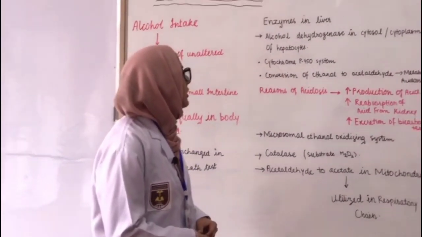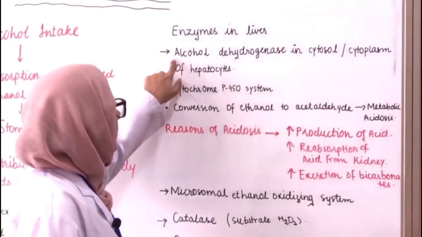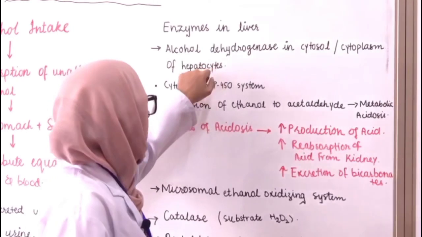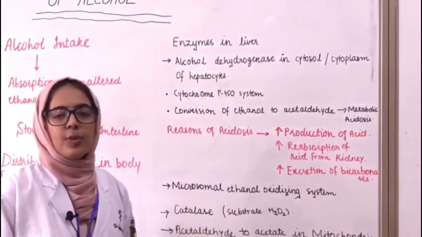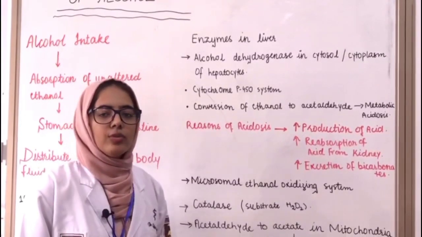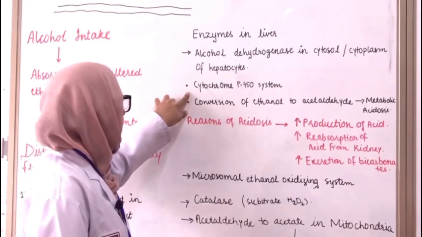Next, there are enzymes in the liver that will convert ethanol to acetaldehyde. First is alcohol dehydrogenase, which is present in the cytosol of the hepatocytes. Then the cytochrome P450 system.